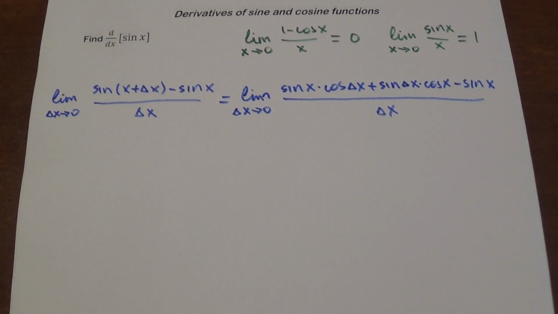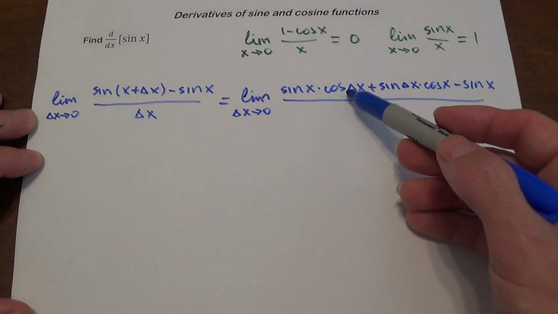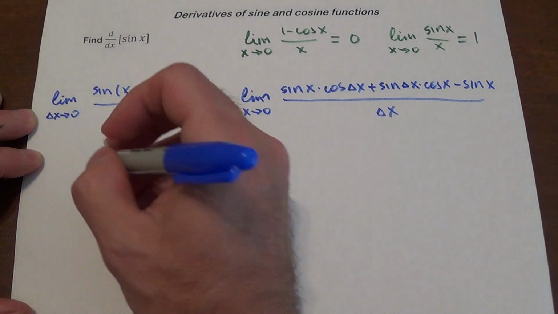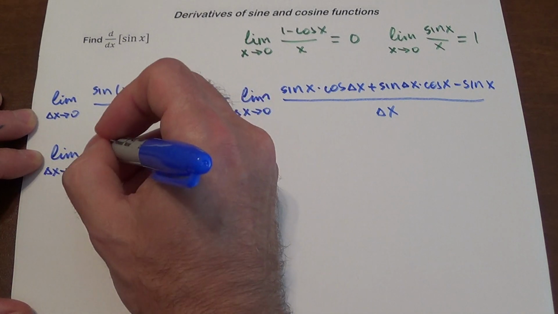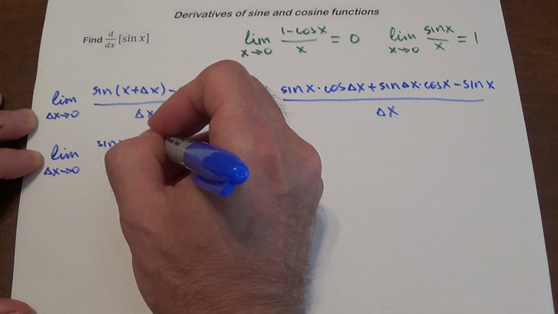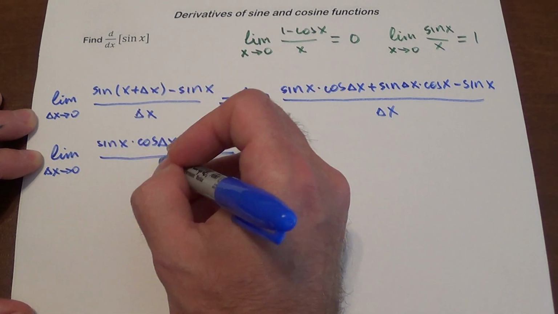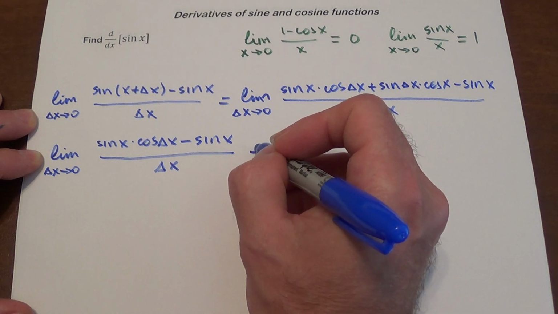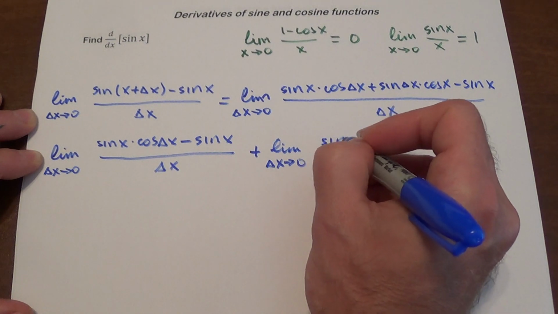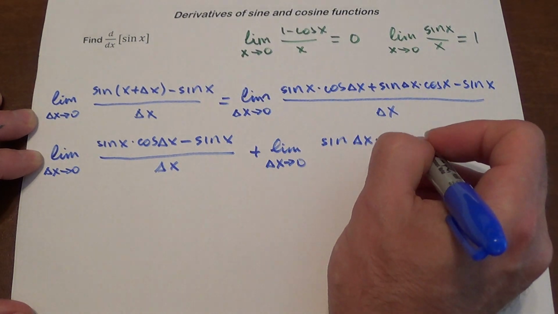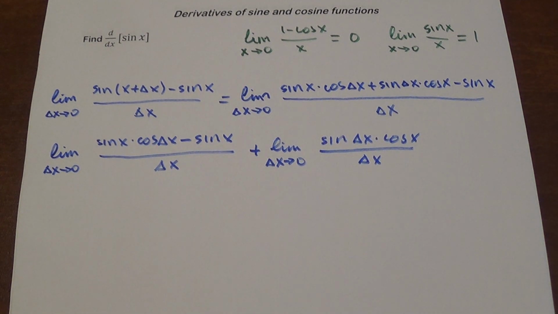Okay, so our next step is to split that. We're going to take this here and the last one together, so we get the limit as delta x approaches 0 of sine x times cosine delta x minus sine x over delta x. And then our second limit is going to be sine delta x times cosine x over delta x. Okay, so that's what we got so far.